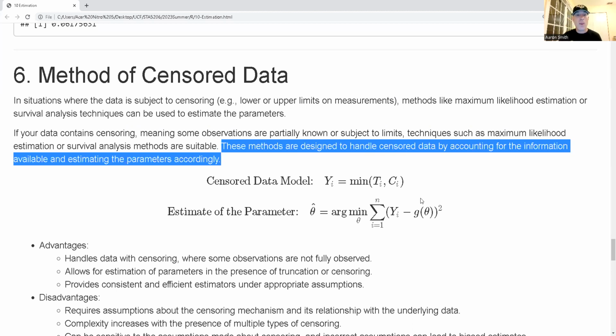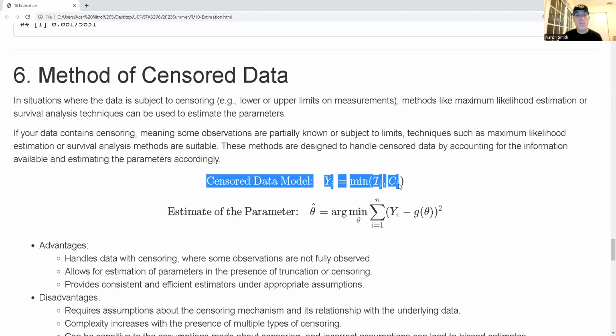And so here is a censored data model. And here is the actual estimated value. So what we observe is the minimum of these two values.